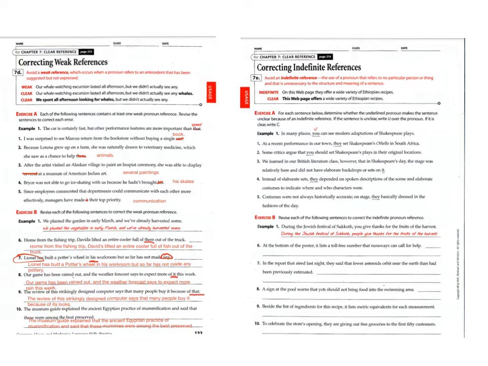And then the last one, number 10, the museum guide explained the ancient Egyptian practice of mummification and said that these were among the best preserved. Okay, the problem here is these. So the museum guide explained the ancient Egyptian practice of mummification and said that these mummies were among the best preserved. So that's how you fix 1 through 10.